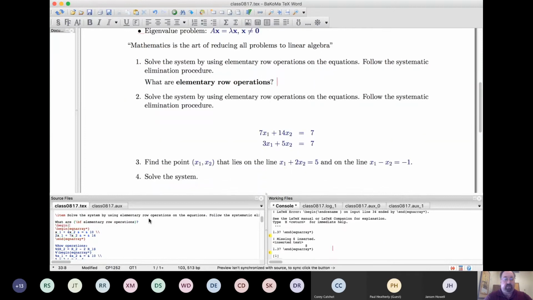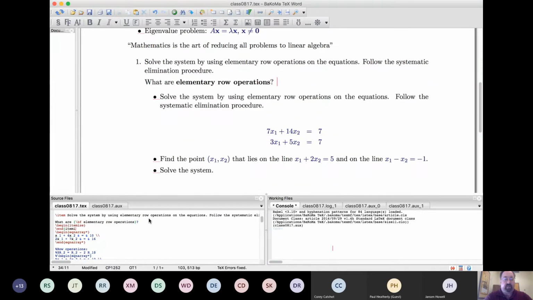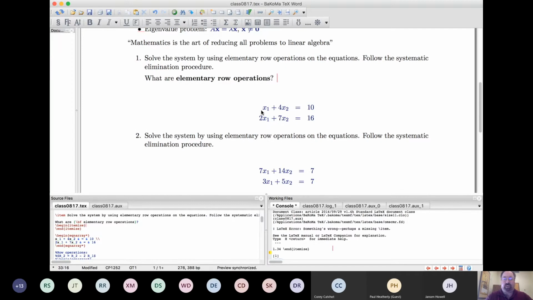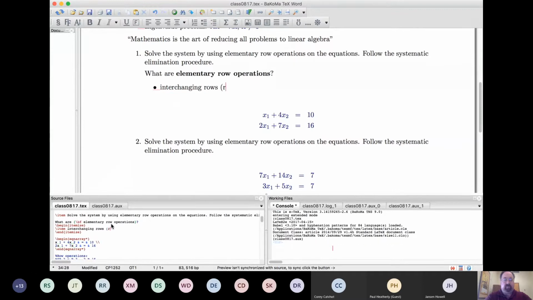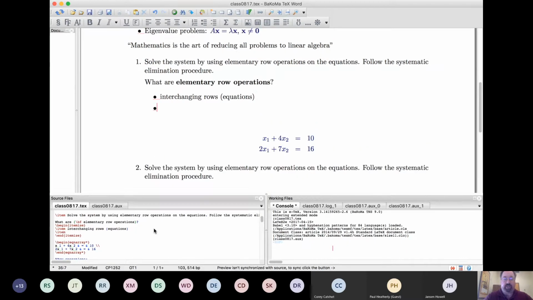A couple of things I need to explain. There are three elementary row operations, really, in this case, operations on equations. The first is interchanging rows or equations. For now, it's easiest to think of it in terms of equations, because that's what we actually have written here. Later, these systems will be written in matrix-vector form, so then you'd be interchanging rows of a matrix. That's the first elementary row operation, which we actually won't need for this problem, but now and then it will be needed.